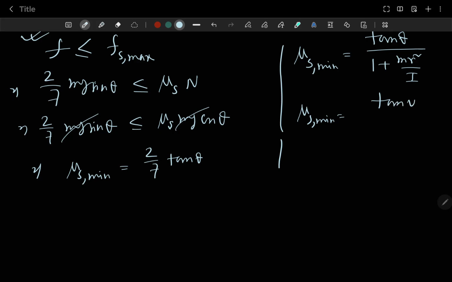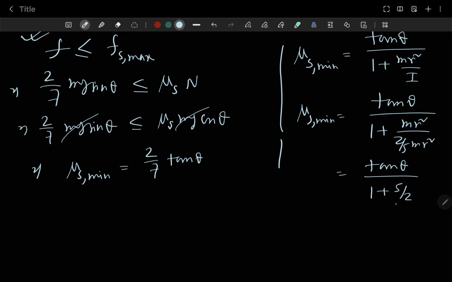Okay, and if you put this in direct formula, you can also get this same result. See, 1 plus m r square by 2 by 5 m r square. So m r square gone, it becomes 5 by 2. 1 plus 5 by 2. So it becomes 2 plus 5, 7 by 2. So it's 2 by 7 tan theta. Okay.